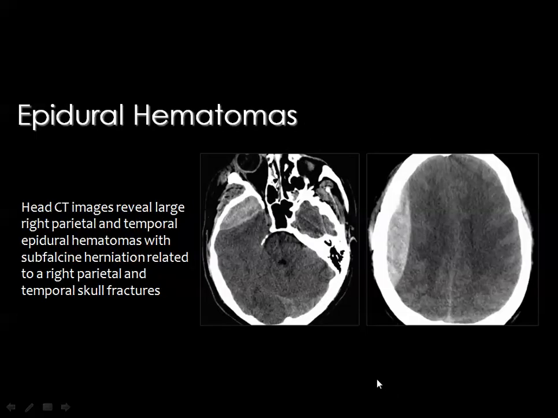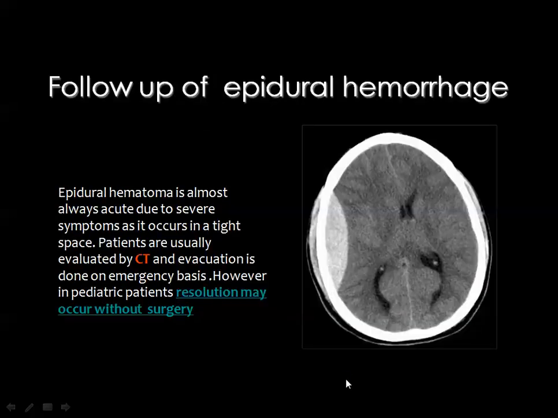And these are two epidural hematomas on the same side. A small hematoma in the temporal area and a larger hematoma in the parietal area. Then if you follow the epidural hemorrhage, the hemorrhage in general, it starts by an evident hyperdensity in the CT scan, and by time, this hyperdensity will decrease until it becomes hypodense compared to the brain parenchyma.